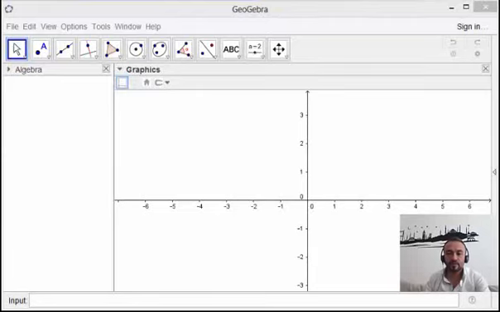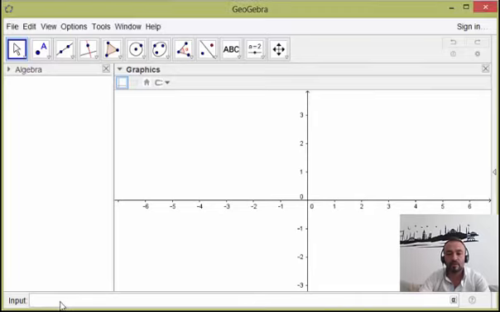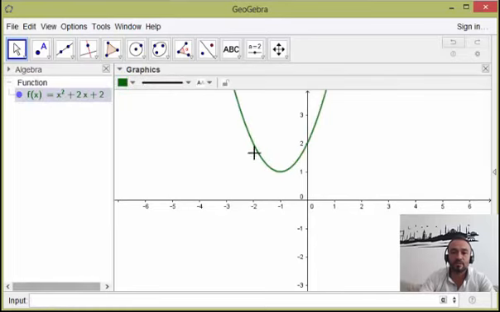Hi everyone, today's subject is creating a parabola. As you know, a parabola has an equation which is quadratic. You may simply write x squared plus 2x plus 2, for example, in the input bar and push the enter button, and you can simply obtain a parabola.